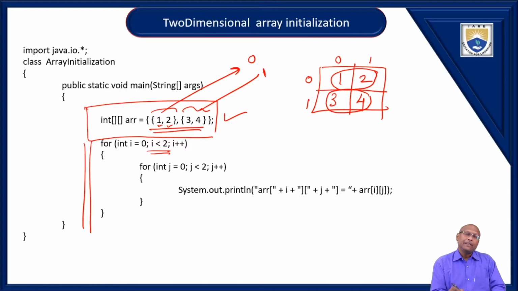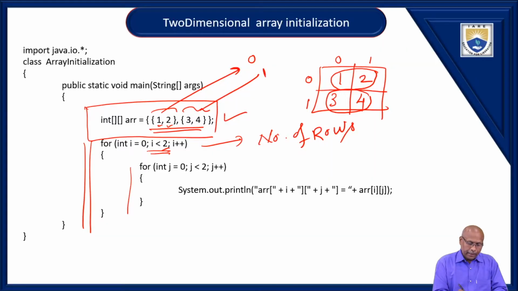Now, if you observe this program, for int I equal 0, I less than 2, I plus plus. That means this loop repeats 2 times because there are 2 rows. If there are 3 rows, then you should write 3. If there are 4 rows, you should write 4. So, outer loop controls the number of rows. Then for each row, this loop repeats how many times? 2 times because there are 2 columns.